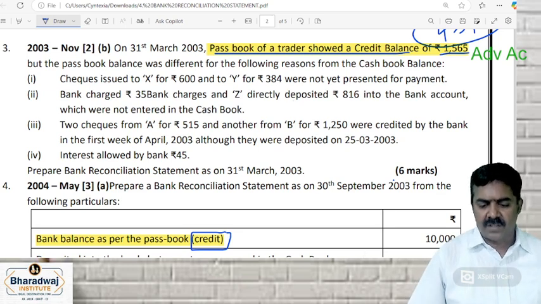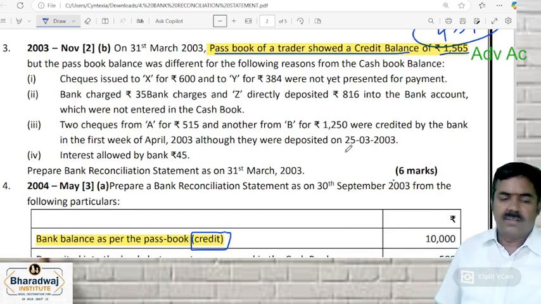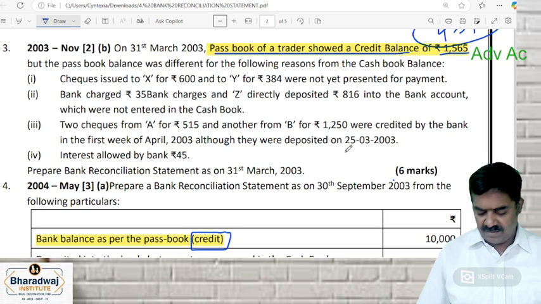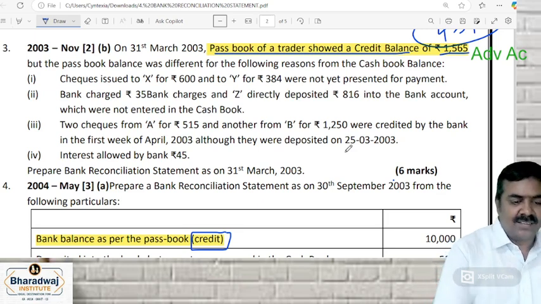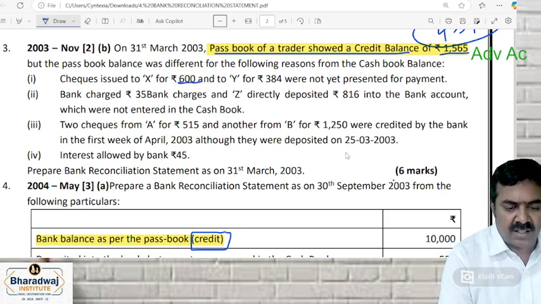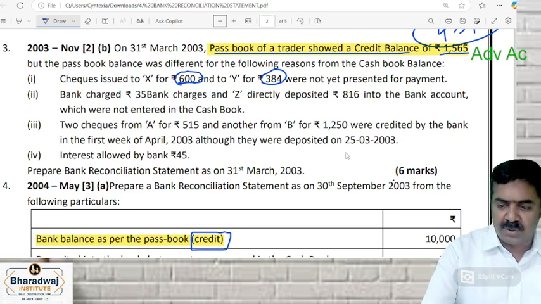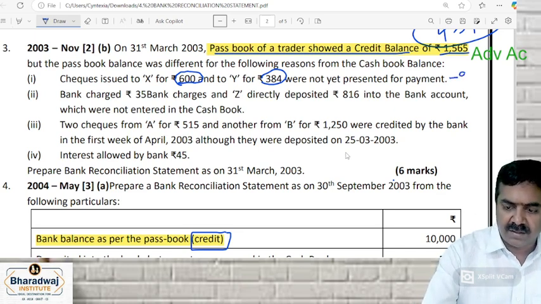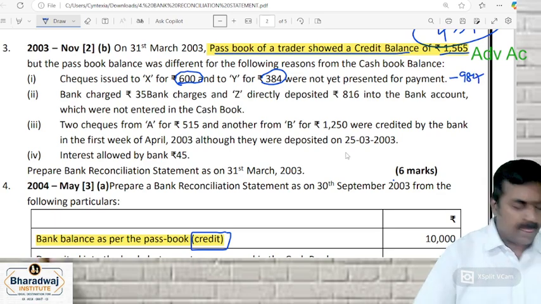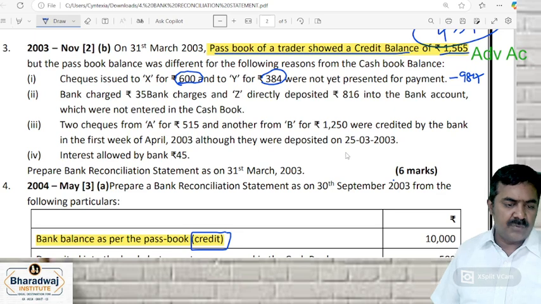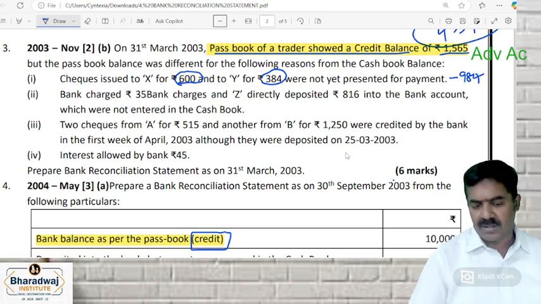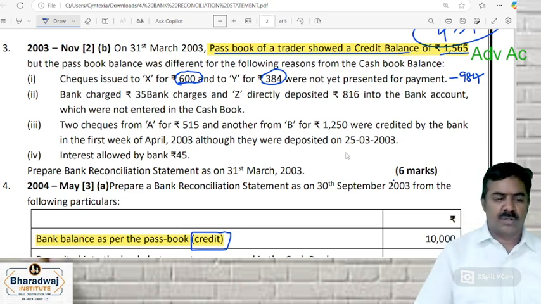So OD balance or normal balance? Normal balance. Who are we? Banker. Checks issued 600 and 384. While issuing the check, what would the customer have done? We should also reduce it. Minus 984. Minus 984. We should also reduce. Customer reduced. Let us also reduce it.